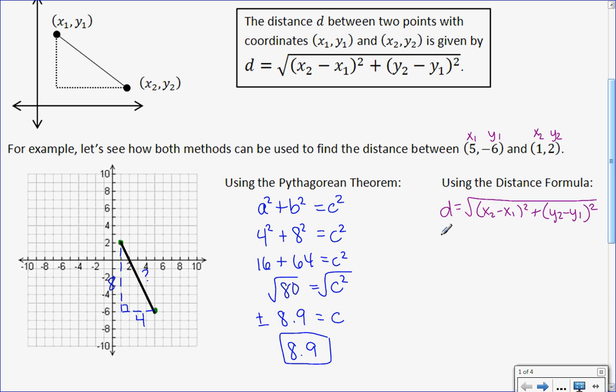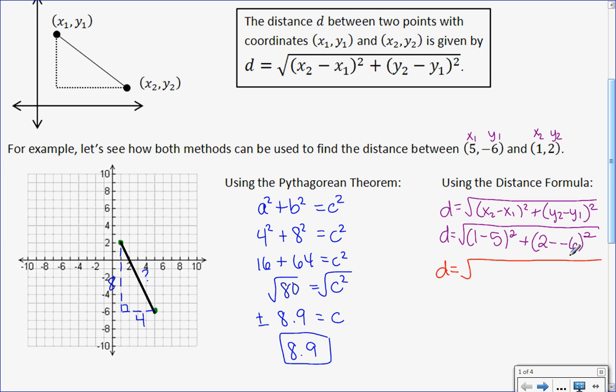So now let's put the numbers into the formula where they belong. Okay. x2 is 1 minus x1, which is 5. And then y2 is 2 minus y1, which is negative 6. Alright, so now, like I said, we're going to want to do this a few steps at a time, because if you try to type this whole thing in your calculator at once, the chances of missing something or forgetting parentheses somewhere or something like that are way too high.